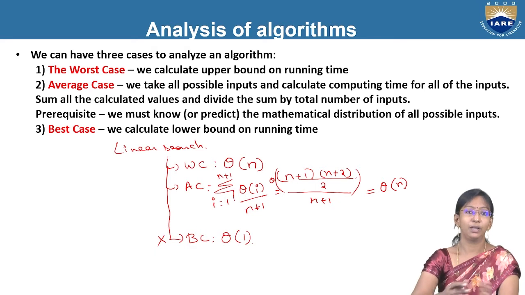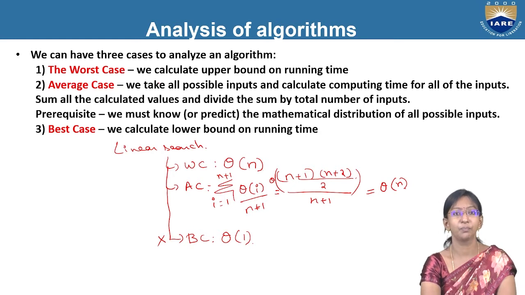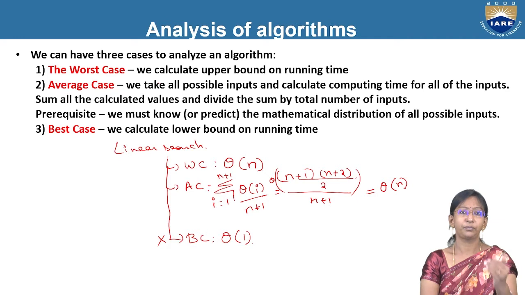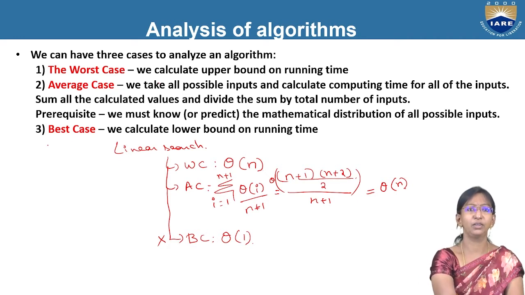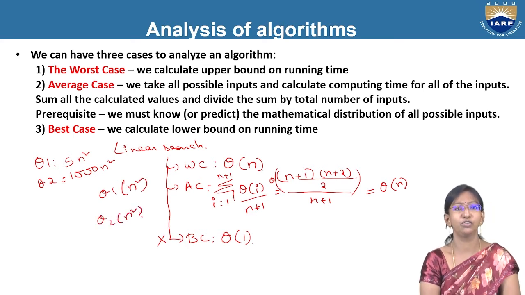So yes, let's come back to the analysis, that is asymptotic analysis of our algorithms. So when we work with the worst, average, and best case, the asymptotic analysis goes with the calculations, right? And say for example, if you are working with an algorithm and its complexity is 5n square for the first algorithm, and theta 2 is 1000n square, then theta 1 will be order of n square, even theta 2 will be order of n square. There is no change in it, right? Both are one and the same.